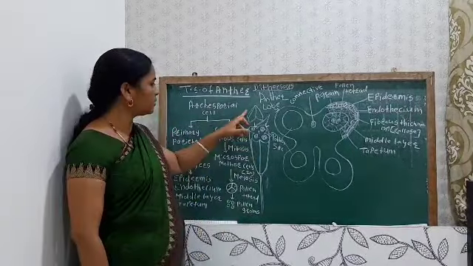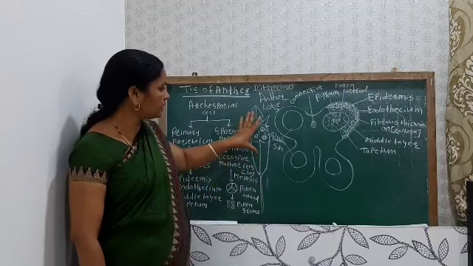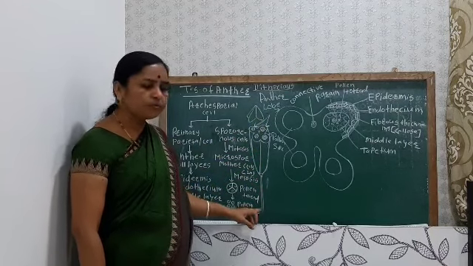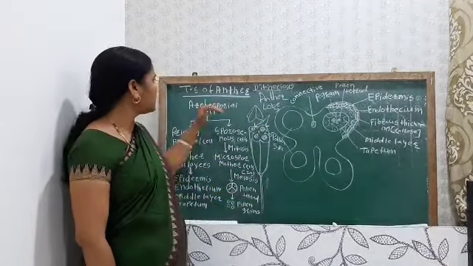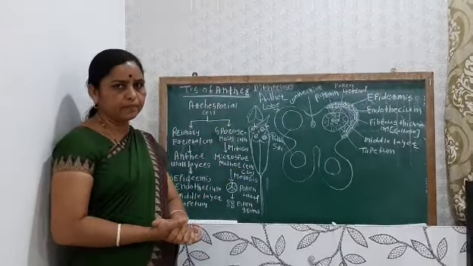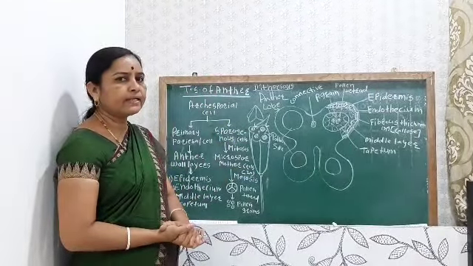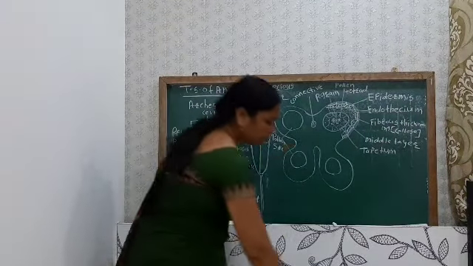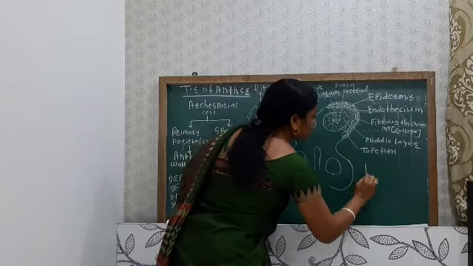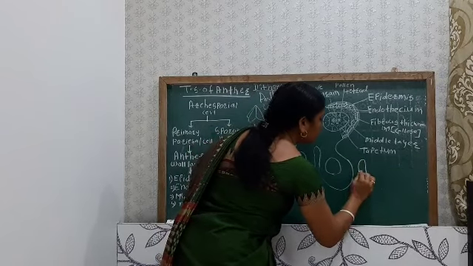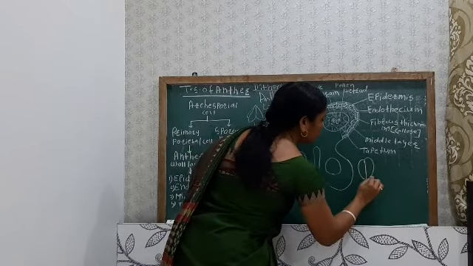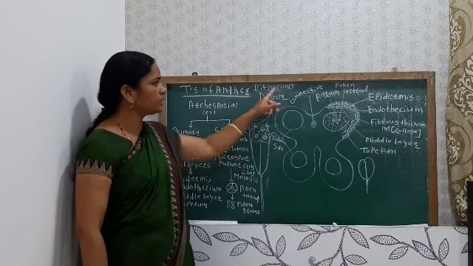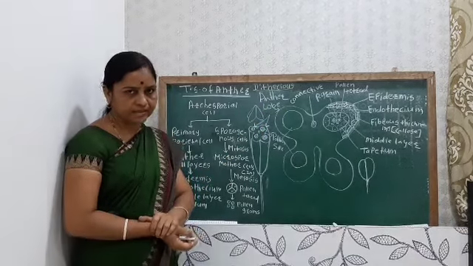Here we see the structure of the stamen: here is the anther lobe and here is the filament. Today we see the structure of the TS of the anther. The anther is made up of two lobes, that is, a bilobed structure, like this. So if you have two lobes like this, this condition is known as the dithecous anther.